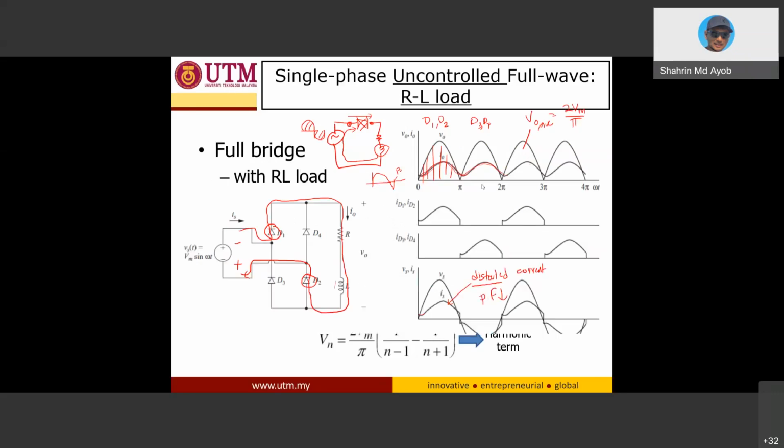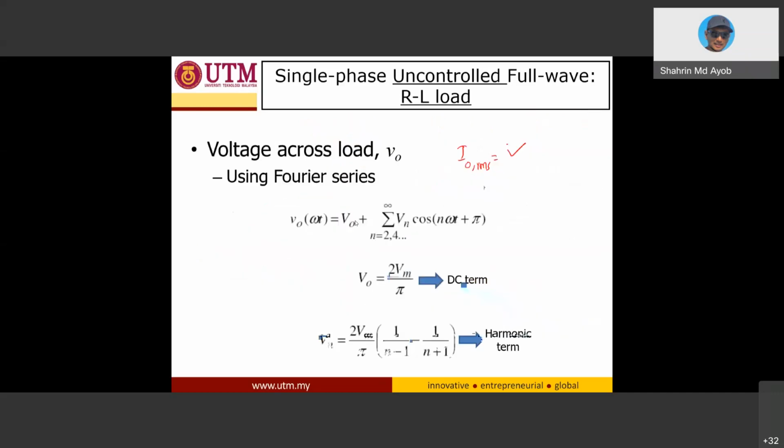So for the output voltage of this waveform, a rectified waveform, Fourier said that it has two components: V out, which is the DC component, referring to the V out average, which you can calculate using 2Vm over pi, plus a component that we call the harmonics component.